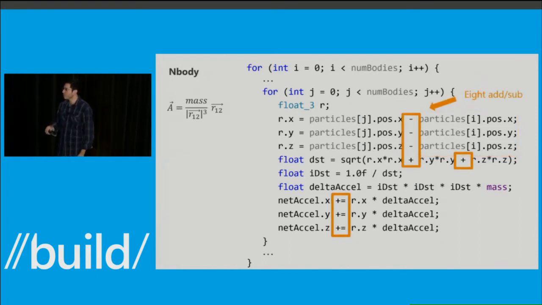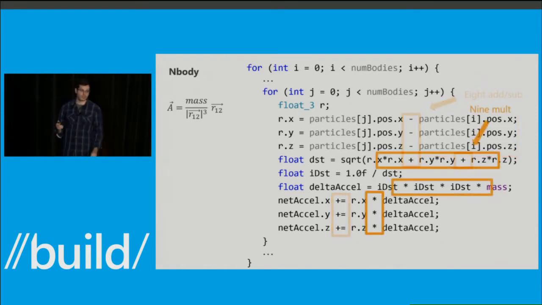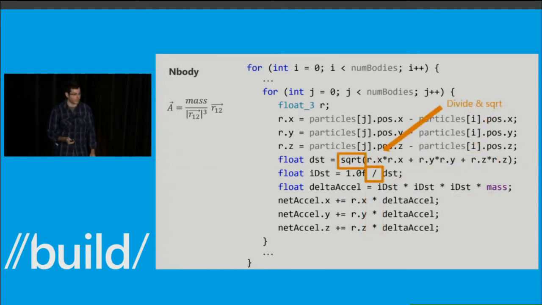We've got 8 additions and subtractions. We've got 9 multiplies. We've got a call to square root, and we have a divide instruction in this loop. So those are all the operations it takes to compute that formula at the top left of the screen.